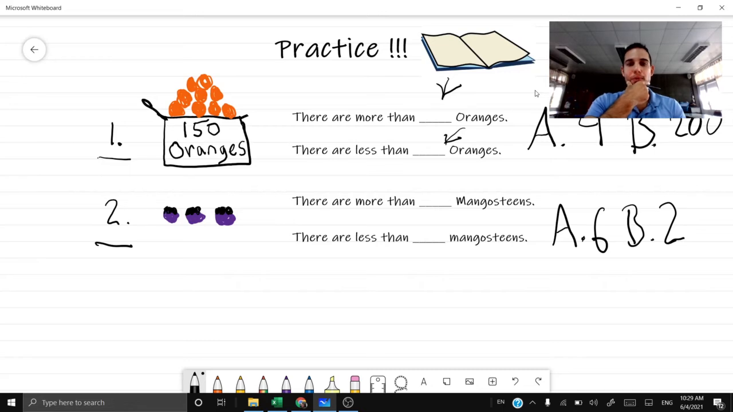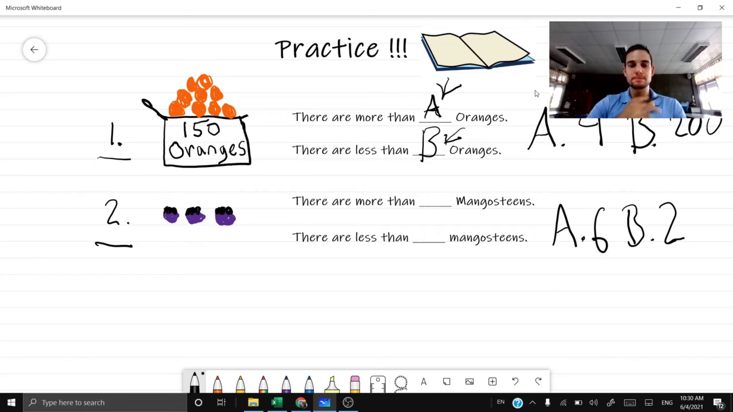There are more than 4. More than 4, which is higher. I think that's right because there are 150 oranges. So let's put our A here. If you wrote the A on the top line, give yourself a high five, like this. Next, that means there are less than 200 oranges. That's right. There are only 150 oranges.